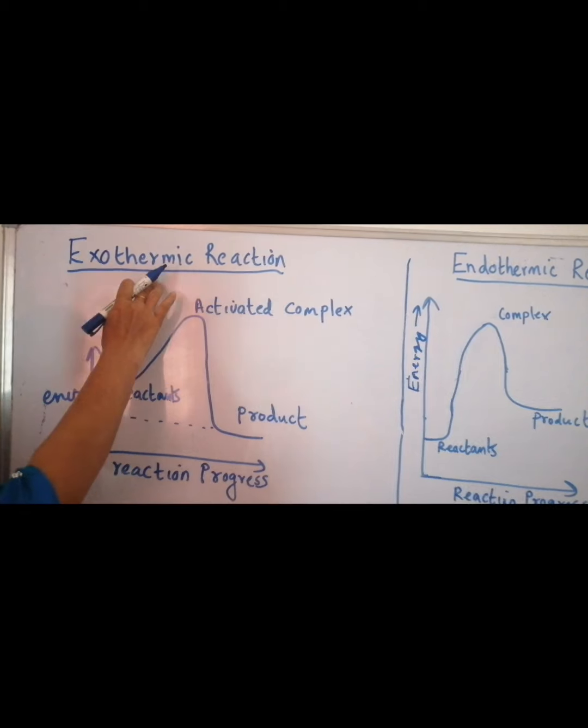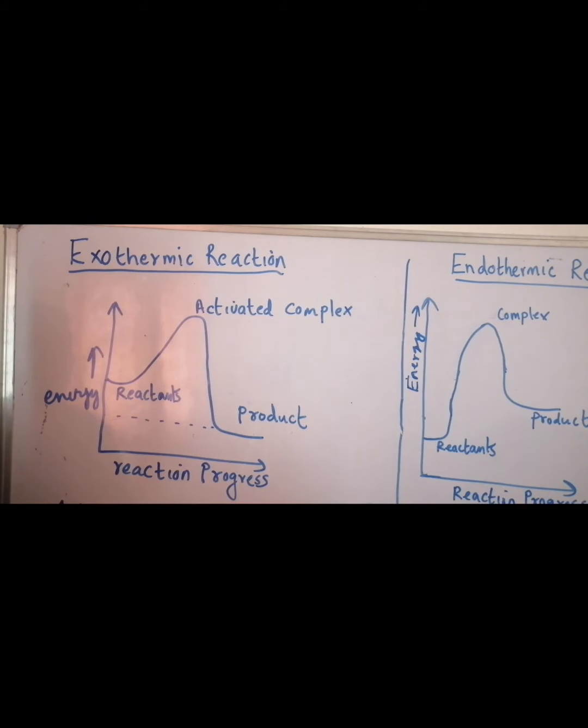An exothermic reaction is the reaction in which heat energy is liberated. This is shown in this graph. On the x-axis, reaction progress is taken, and on the y-axis, energy is taken. As heat energy is liberated to the surroundings, the product has lesser energy than the reactants. The energy of the product is lesser than the energy of the reactant.